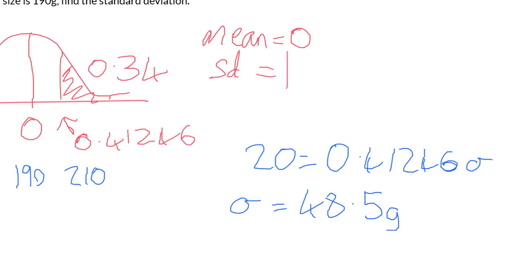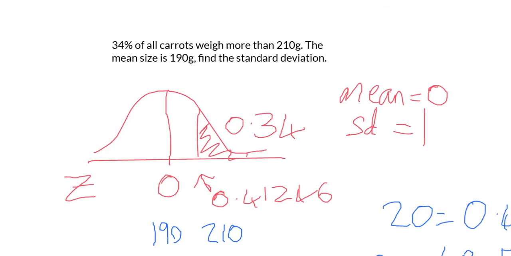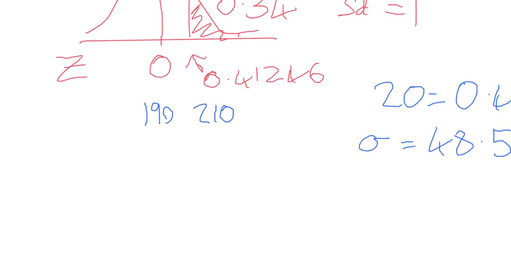So the way that we did that is, first of all, we imagined that we were a standard normal, which is where the mean is 0 and the standard deviation is 1. That told us how many standard deviations away from the mean 34% is. Using that, we then translated that to the distance between our mean and our x, and we knew that that was the same number of standard deviations away from the mean. So that distance of 20 was 0.41246 standard deviations. Now there's a formula that we can use.